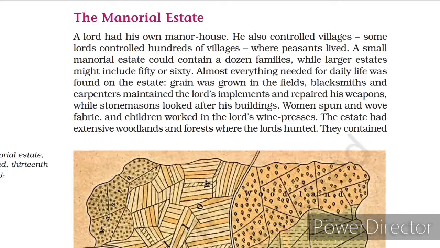Altogether, a small manorial estate could have many families living together, while larger estates might include 50 to 60 people. Almost everything that was needed in their daily life was found within the area itself. They didn't need to go out. Within the area means within the estate.